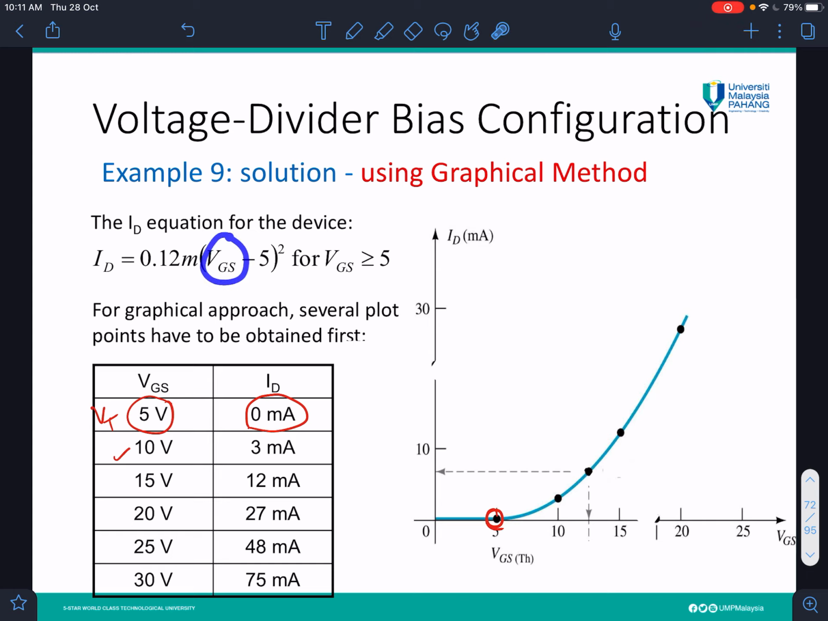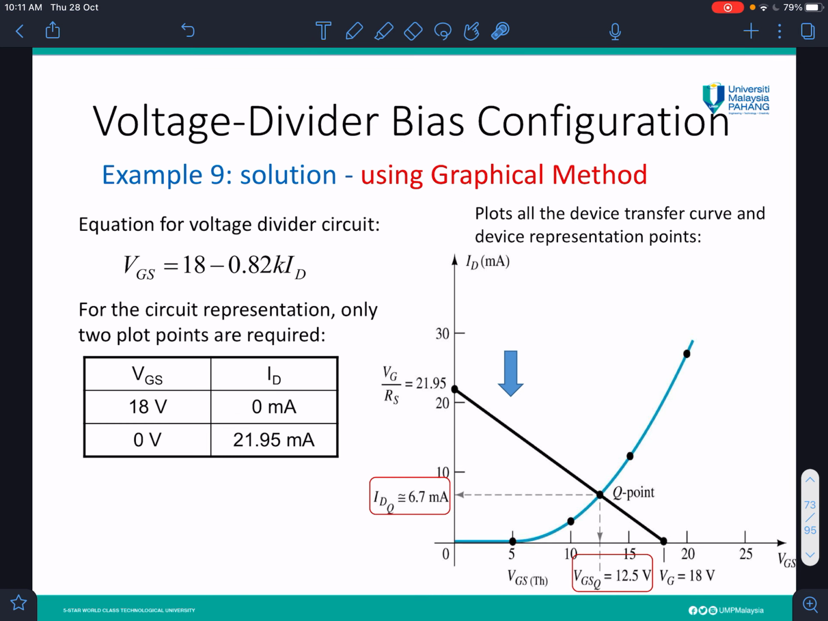VGS equal to 10, so ID we get 3. VGS equal to 15, ID equal to 12. VGS equal to 20, we get ID equal to 27 milliampere. VGS equal to 25, ID is 48 milliampere. VGS equal to 30, ID is 75 milliampere. Then transfer this plot into the curve. Plot the curve, so I get this point, this point, and you draw this curve.